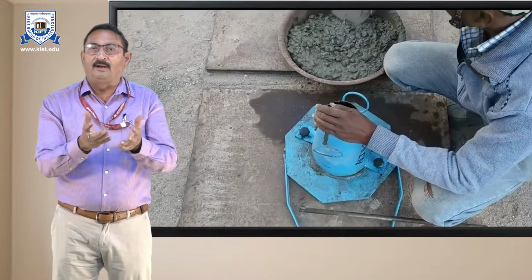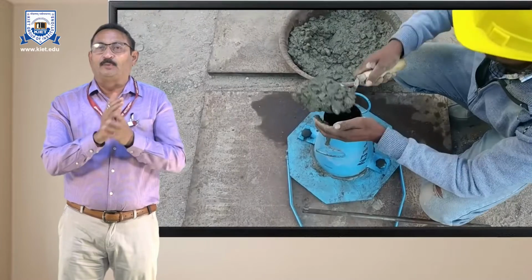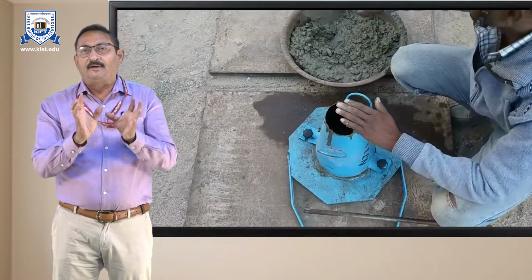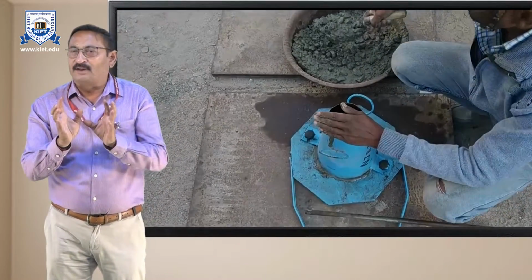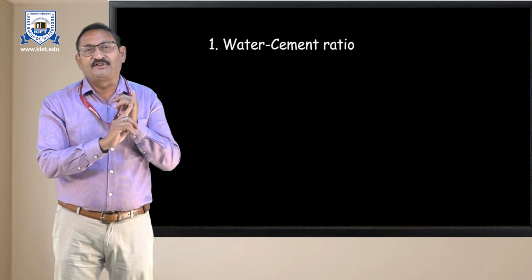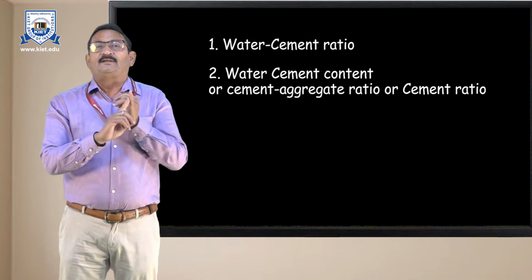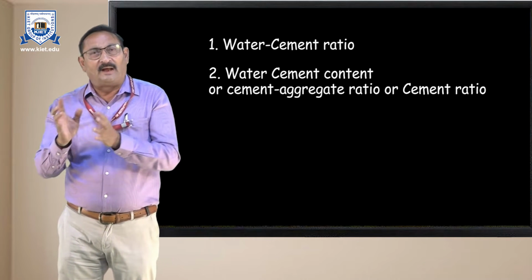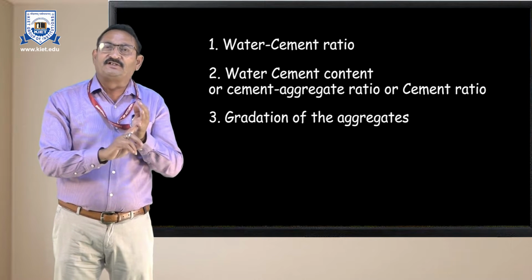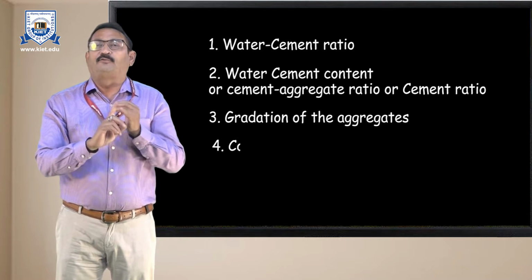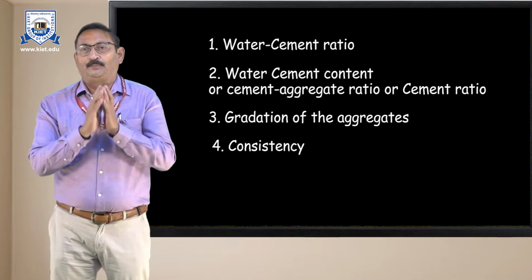With the given material, the four variable factors to be considered in connection with specifying a concrete mix are: the first one is water cement ratio, the second one is cement content, or you can say cement aggregate ratio, the third one is gradation of the aggregates, and the fourth one is consistency.